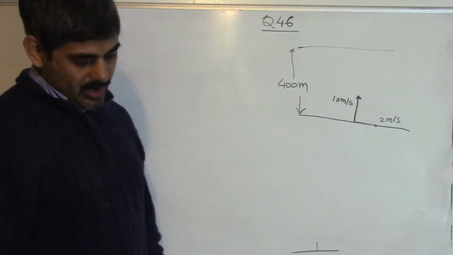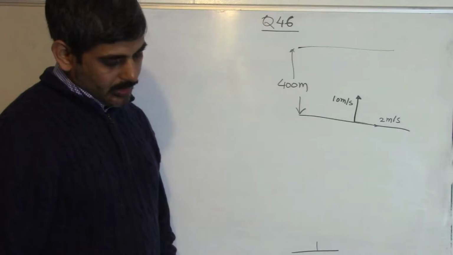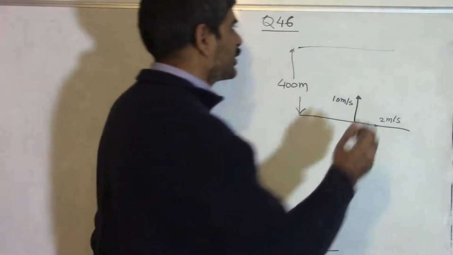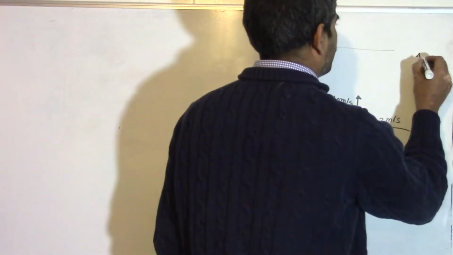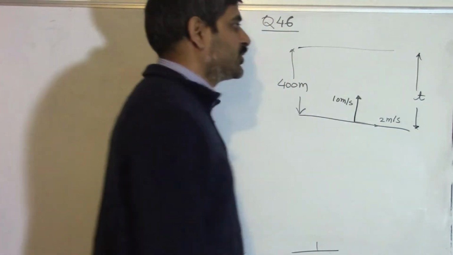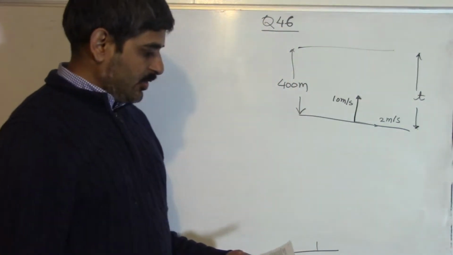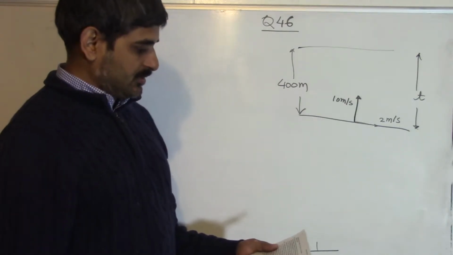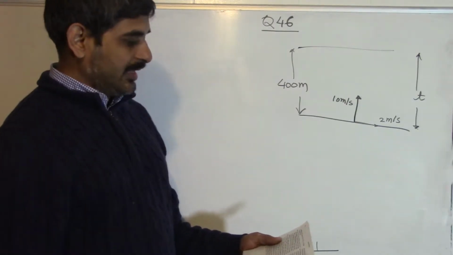We need to find out, number A, the time taken by the boat to reach the opposite bank. So let's say we need to find out this time t taken by this man to reach the opposite bank, and in part B we need to find out how far from the point directly opposite to the starting point does the boat reach the opposite bank.